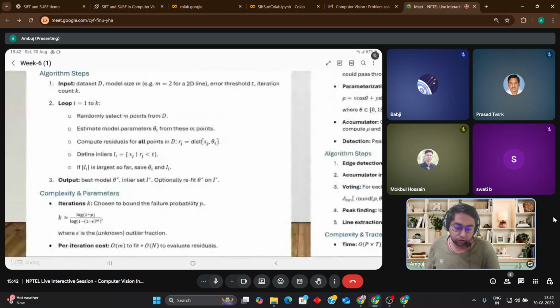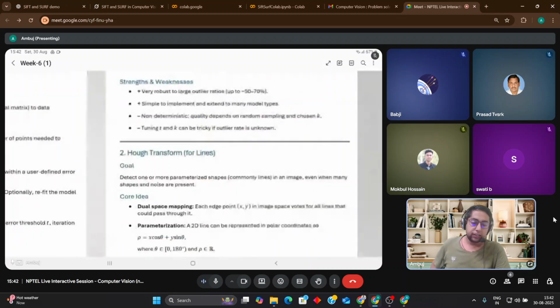Complexity and parameters: iterations K are chosen to bound the failure probability P. K is approximately log of 1 minus P over log of 1 minus epsilon raised to power M, where epsilon is the inlier fraction. The per iteration cost of this algorithm would be between big O of M and big O of N.